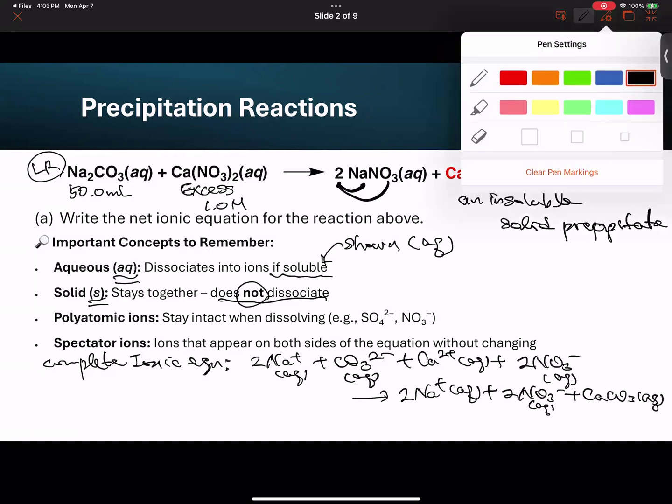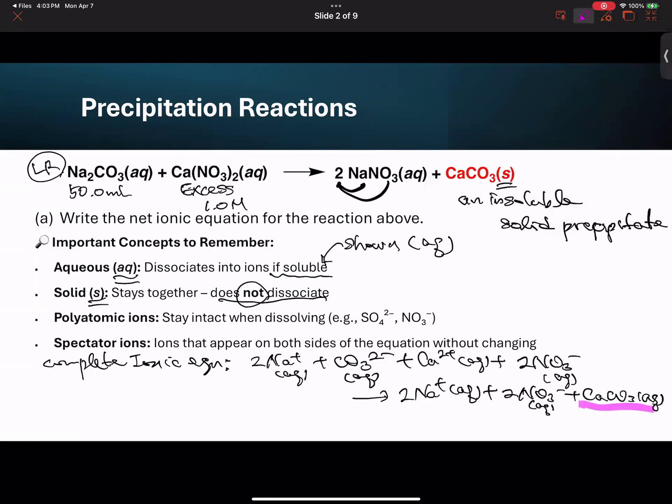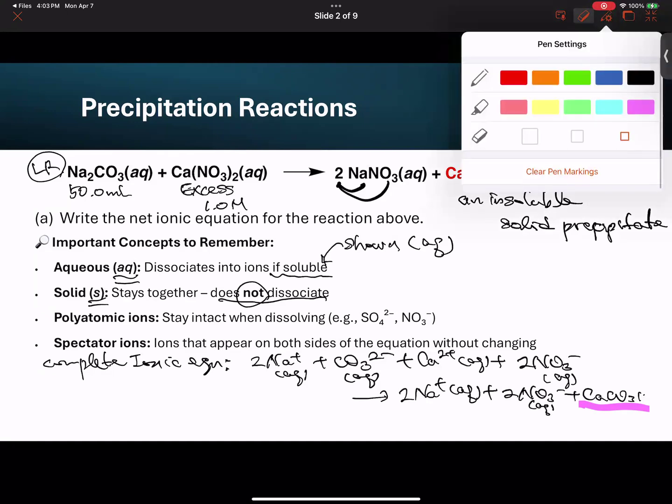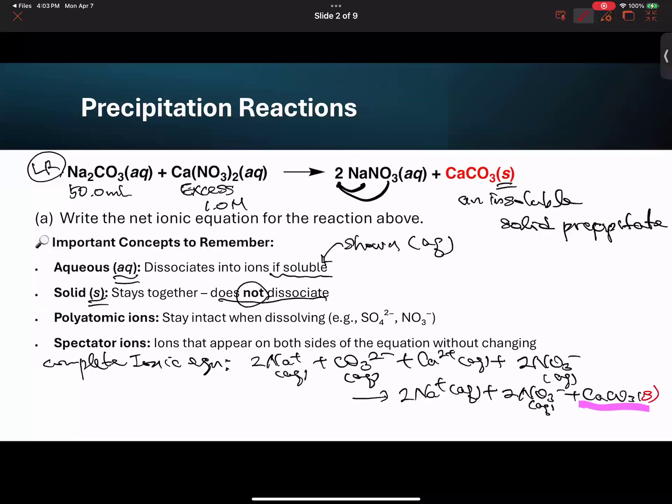Let me emphasize this one more time. I need to correct the state: this one is solid. When it is an insoluble solid precipitate, their actual state is solid, with the cations and anions binding together. Now let's compare the left-hand side and right-hand side and eliminate spectator ions. Sodium cation doesn't change. 2 moles of sodium cation go into the chemical reaction, and 2 moles of sodium cation are still available. 2 moles of nitrate ion are still available. So these are spectator ions.